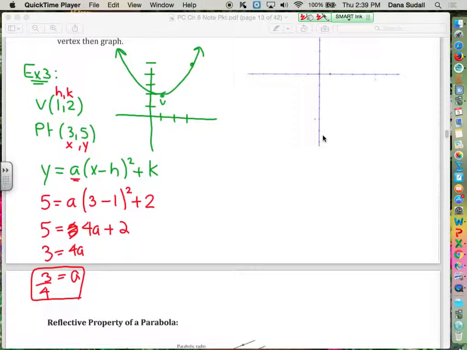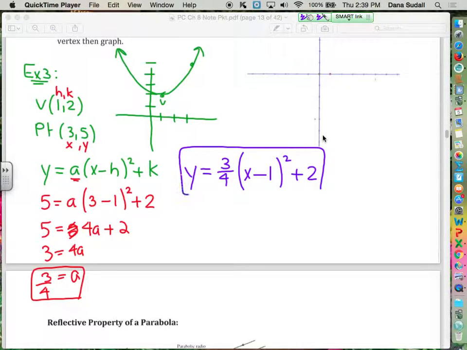And then they want the equation of this parabola. So we'll go back to y equals, take out a and replace what we found it to be, which is 3/4, x minus our h value, which is 1, quantity squared, plus our k value, which is 2. So that's the equation. You don't have to graph it because they gave you the graph for it. The last couple problems are like that. All right.